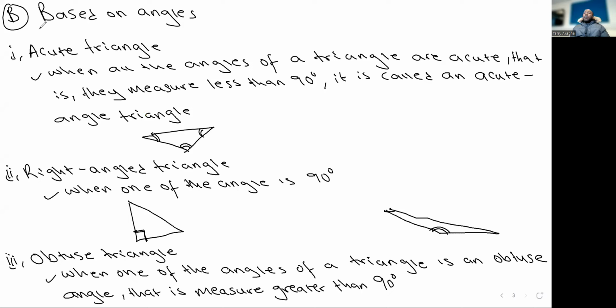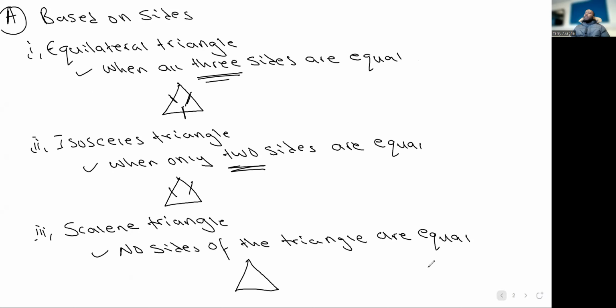Okay, so we've talked about types based on angles already, and in the previous one, I talked about based on sides. So the next one I'm going to talk about now, which is C, is going to be based on both sides and angles.